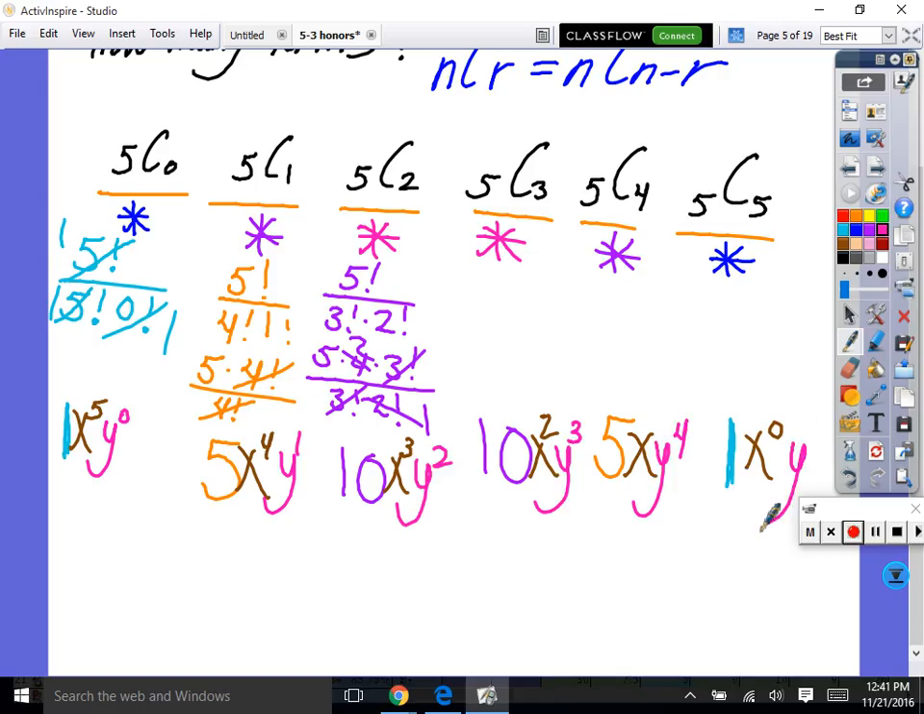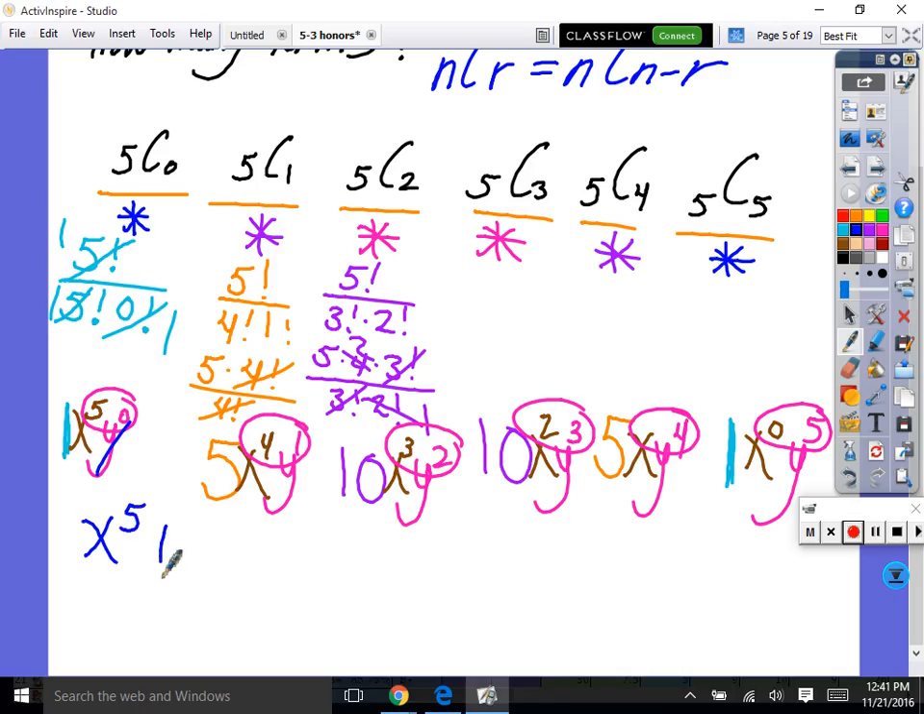Now check a couple things. Wasn't our original degree 5? Degree 5, they all better be 5 or you messed up somewhere. Degree 5, degree 5, degree 5. Okay, now we can start simplifying here, yes. So 1x to the 5th, y to the 0, that's a 1, so that's x to the 5th.